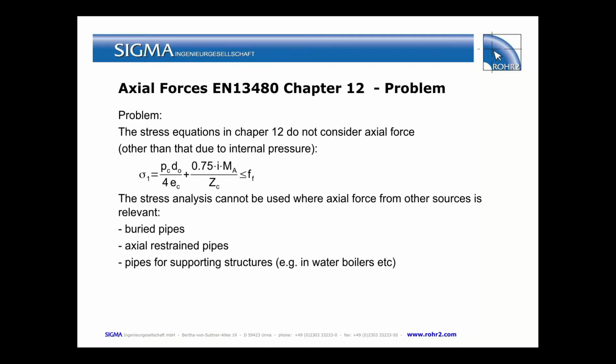The next subject I want to discuss are the axial forces in the calculation for the flexibility analysis in chapter 12. And here the problem is that the current or the previous version did only include the internal pressure term in the axial stress analysis, and this is not sufficient in case of significant axial stresses, such as the ones that could happen in buried pipes, or in axially restrained pipes, or in pipes that are used for supporting structures.